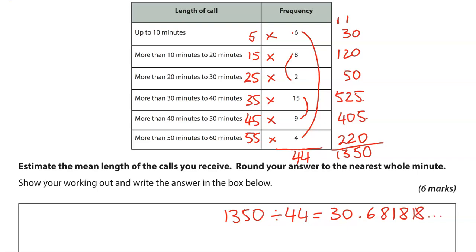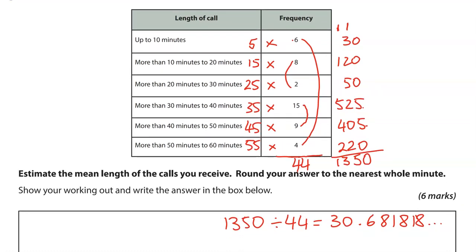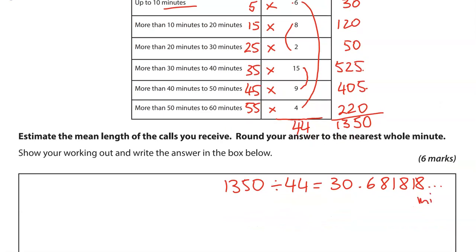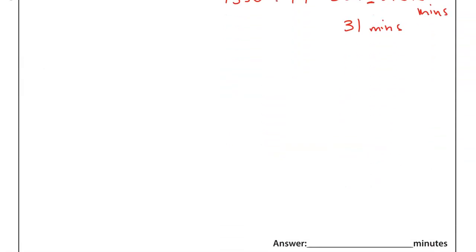30.681818, and so on. So 18 is recurring, or 81 is recurring in fact. What unit is that? It's minutes, because we input minutes. And we've got to round our answer to the nearest whole minute. So that's 30.6. So that means we're going to go to 31, rounding up. And that's the final answer.